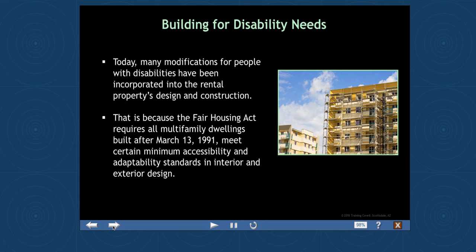Today, many modifications for people with disabilities have been incorporated into the rental property's design and construction. That is because the Fair Housing Act requires all multifamily dwellings built after March 13, 1991, meet certain minimum accessibility and adaptability standards in interior and exterior design.